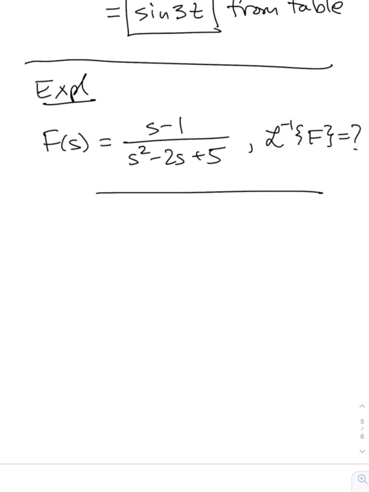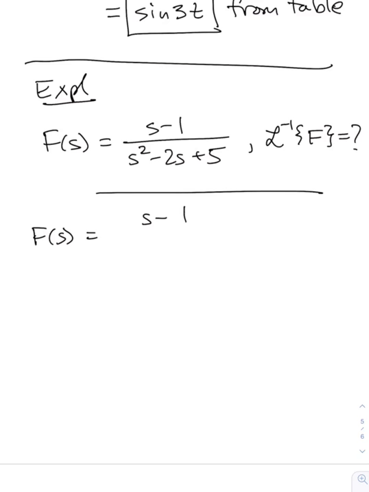Well, we do have, in that last line of the table, an s minus a over s minus a squared plus b squared. And the numerator looks like that. The denominator does not look like what's on the table, but the denominator in our example is a quadratic, and the denominator in the table is a quadratic. So the trick here in this example is to make our denominator look like that one, and we do that by completing the square.